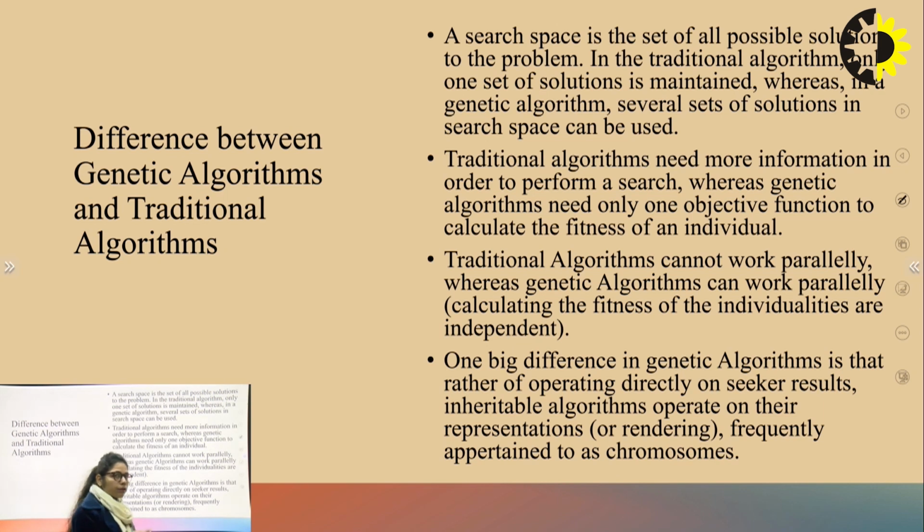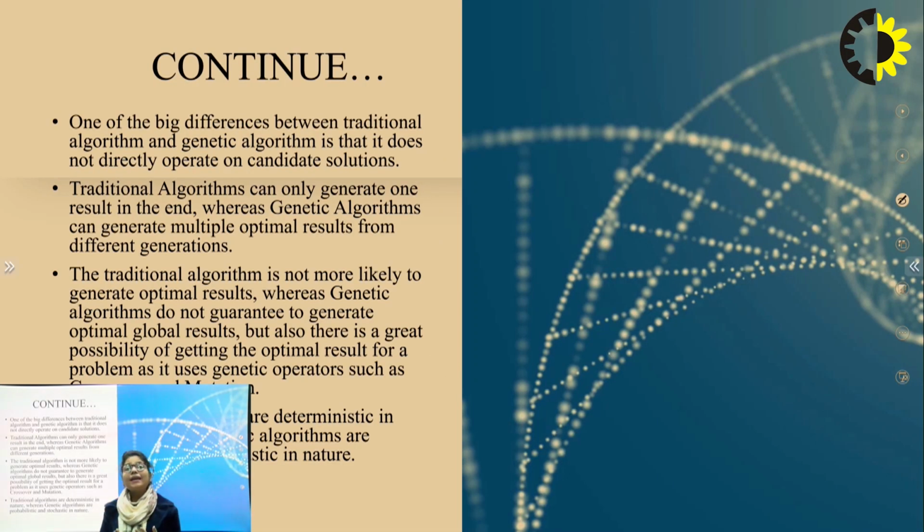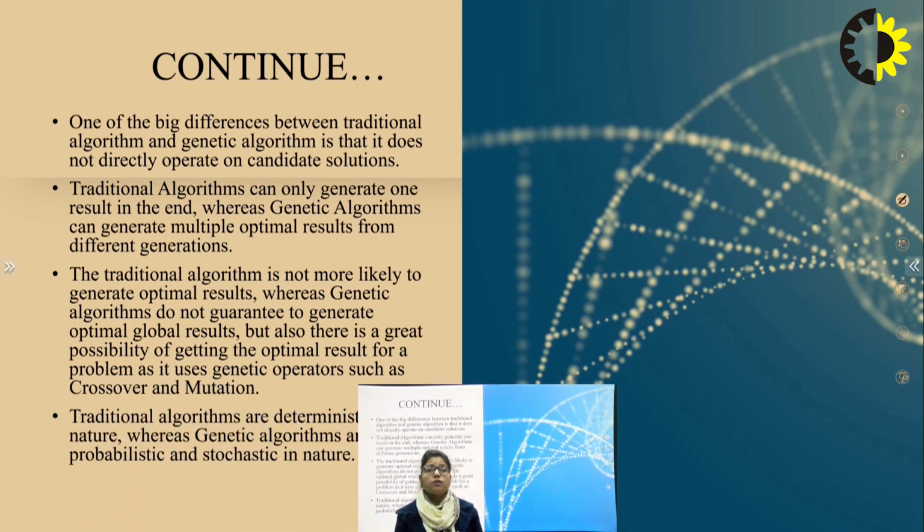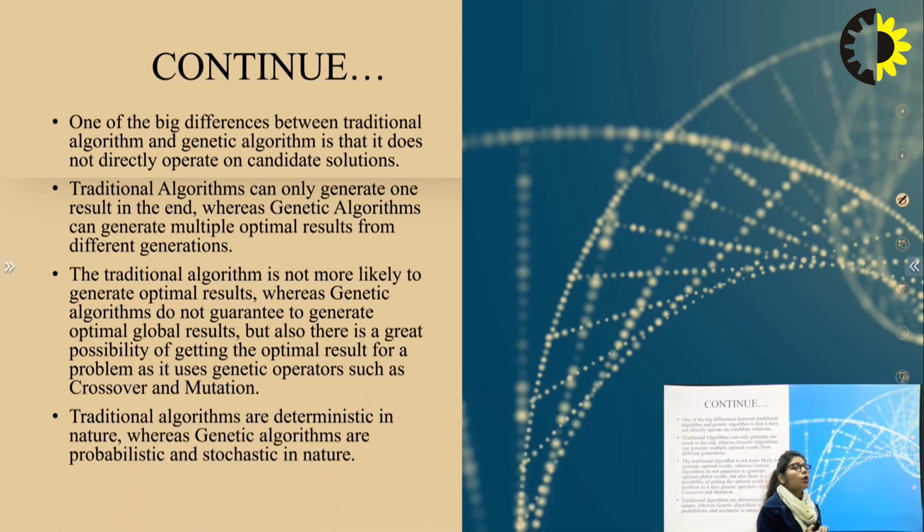Another big difference between genetic algorithms and traditional algorithms is that, rather than operating directly on candidate solutions, genetic algorithms operate on their representations, frequently represented as chromosomes. One of the biggest differences between traditional algorithms and genetic algorithms is that they do not operate on candidate solutions.